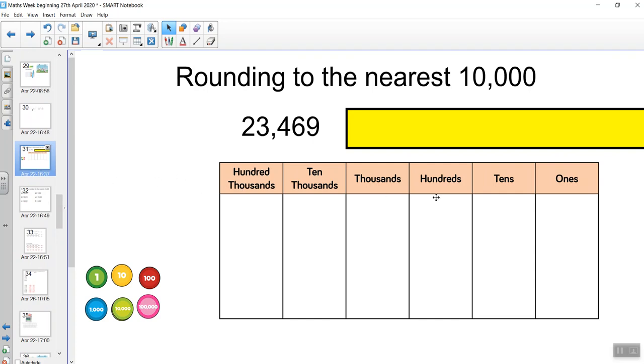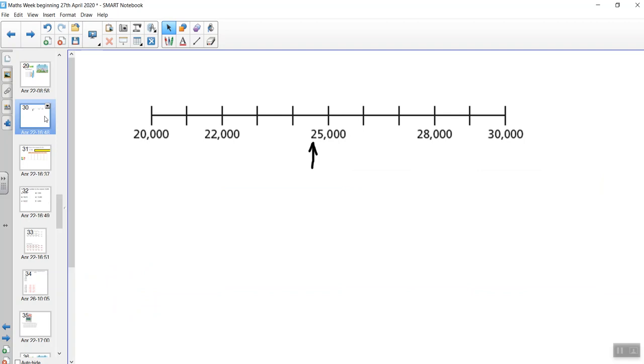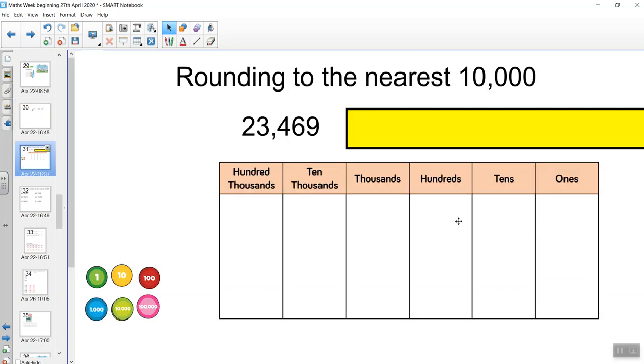We're going to be rounding to the nearest 10,000. So we can use a number line to help us, or we can use a place value grid to help us. So my number here is 23,469. Now when I round, I'm going to round to the nearest 10,000. So I definitely need my 10,000 counters, and I need 2 of them. And it's the digit immediately to the right of my target number that's going to help me. So I'm going to put my 3 thousands in here.